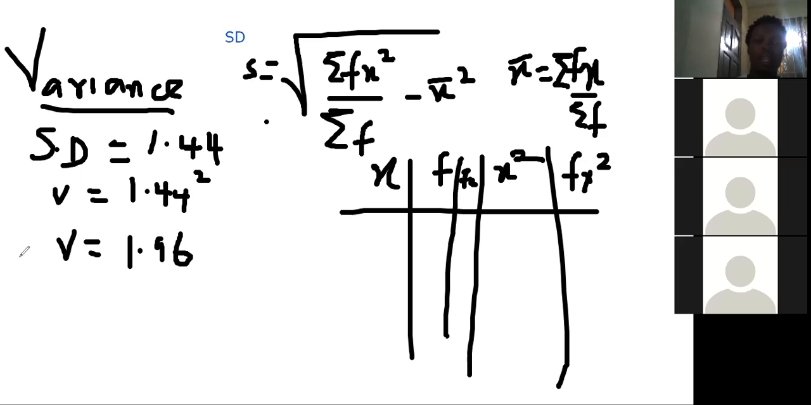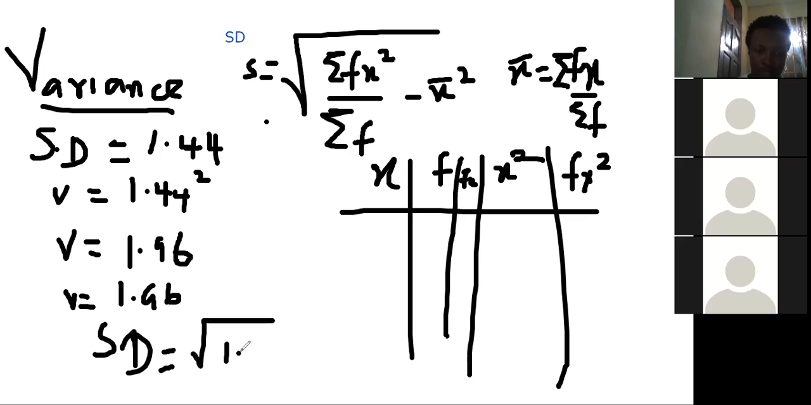So this means that if you are given the variance and you want to find the standard deviation, what do you do? You root the answer you are given. So for instance, when the question says variance is equal to 1.96, find the standard deviation. Standard deviation will be equal to root 1.96. Do you get it? Okay. Do you all get it? Yes, sir.